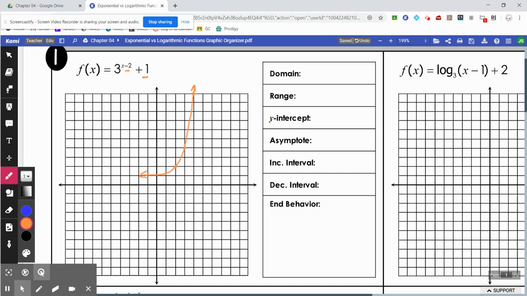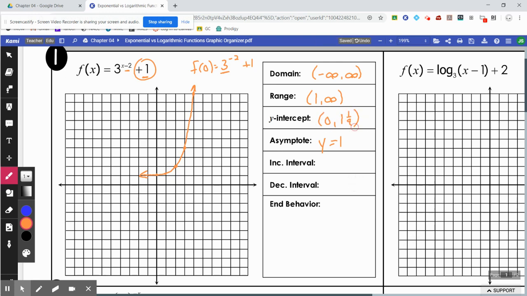Now the different characteristics, the domain of an exponential function is negative to positive infinity. You can plug in anything. Your range, notice your asymptote line is moved up 1 because of this transformation. It is now at y equals 1. So your range would be from 1 to infinity. Your y-intercept, now to find the y-intercept, we're going to have to plug in 0 for x here. So you're going to have f of 0, which would be 3 to the negative 2 plus 1. 3 to the negative 2, that's 1/9 plus 1, so that'd be 1 1/9.